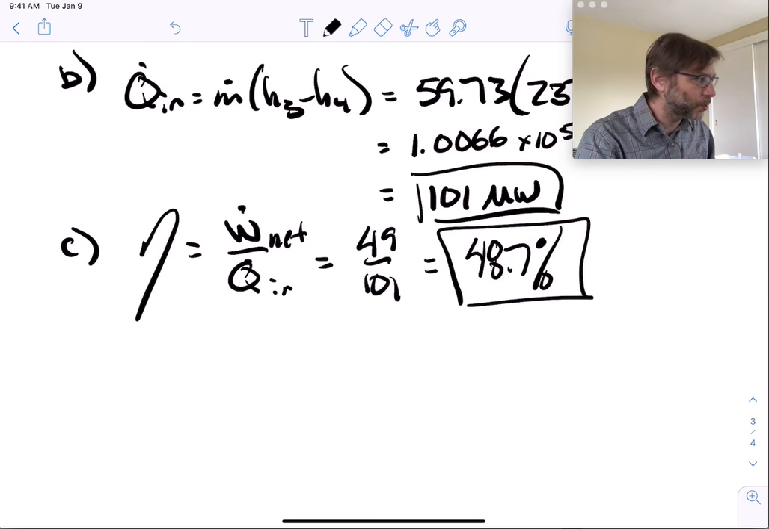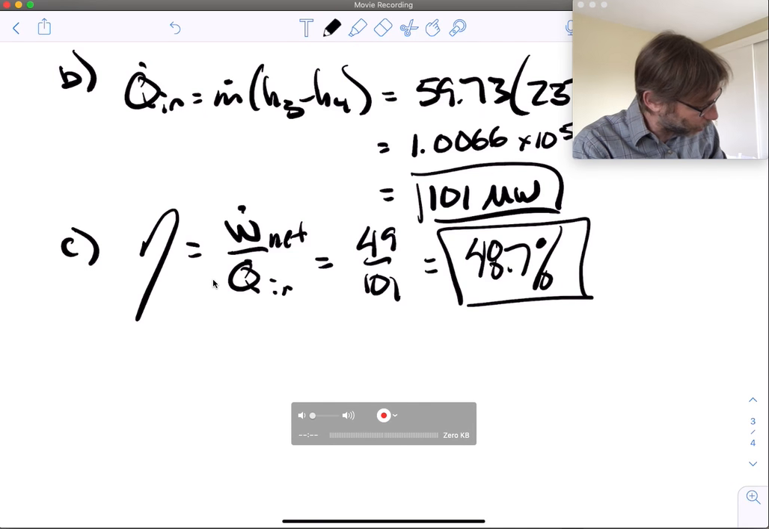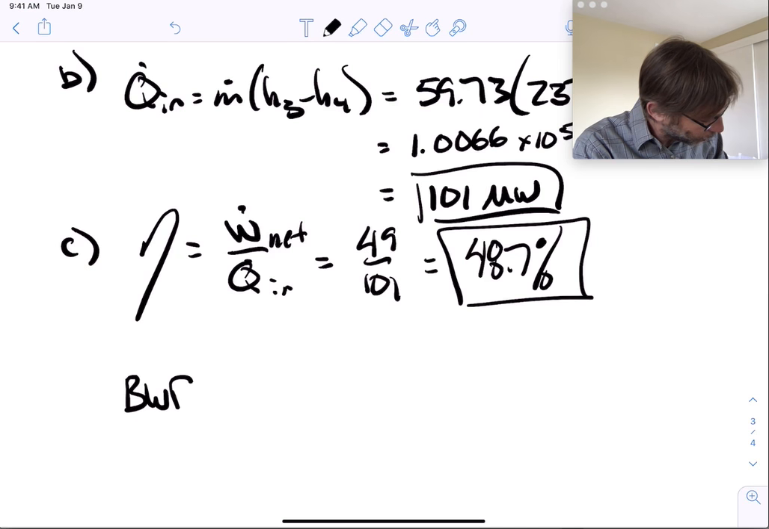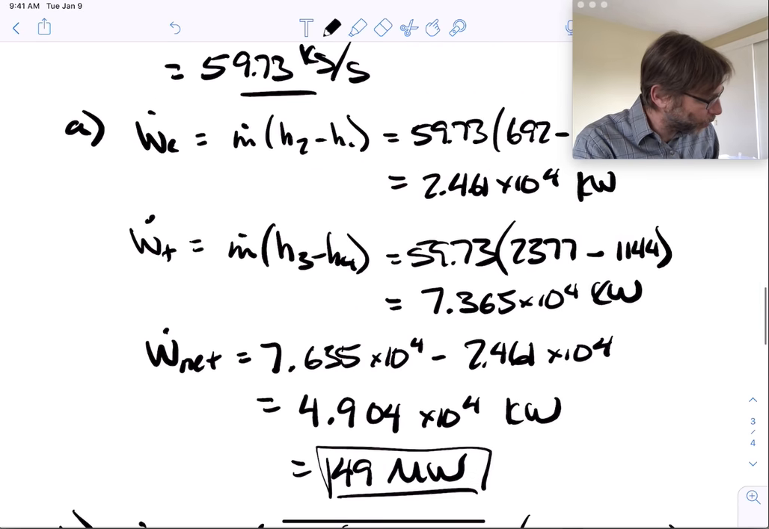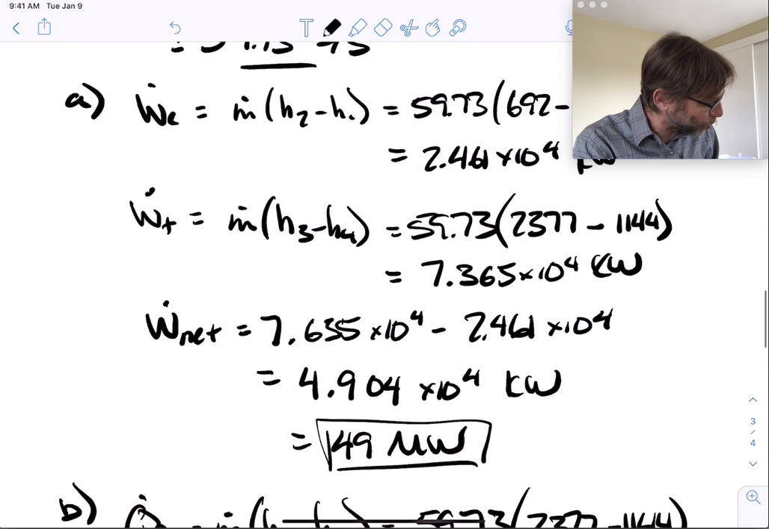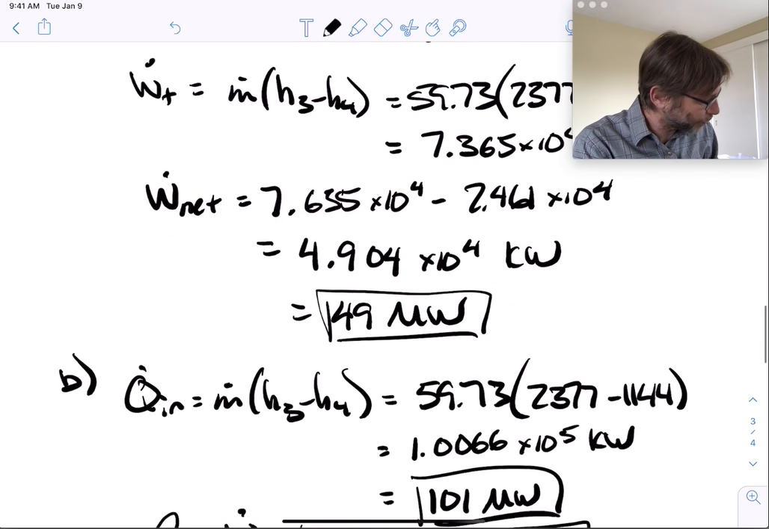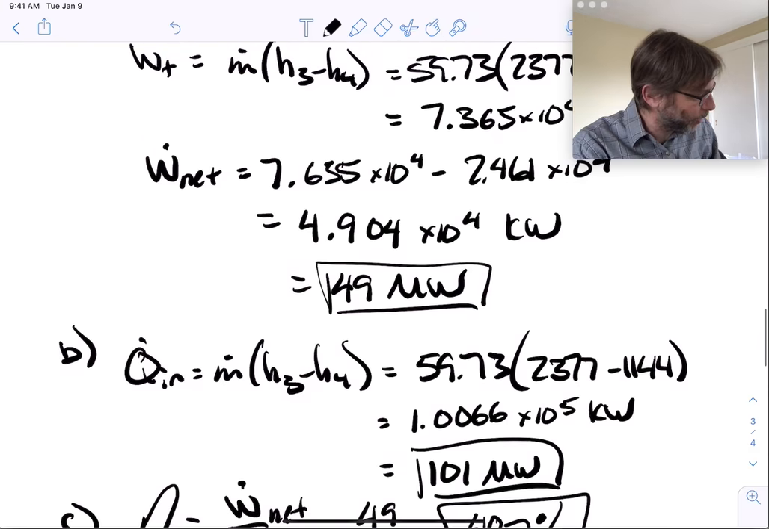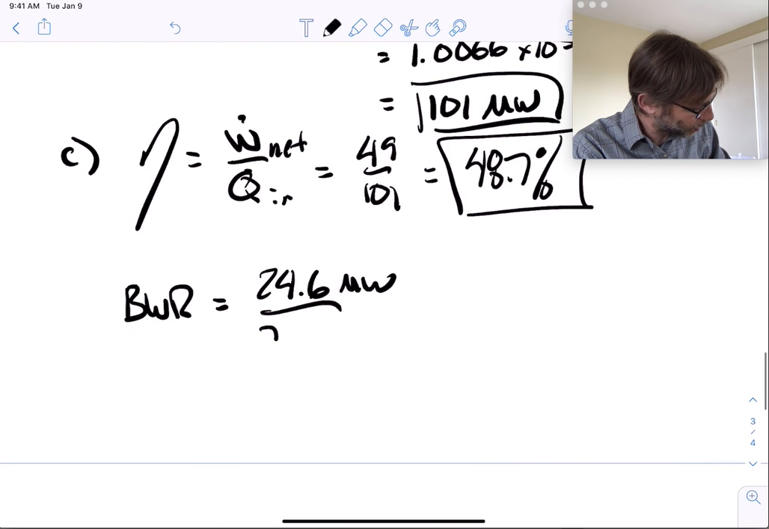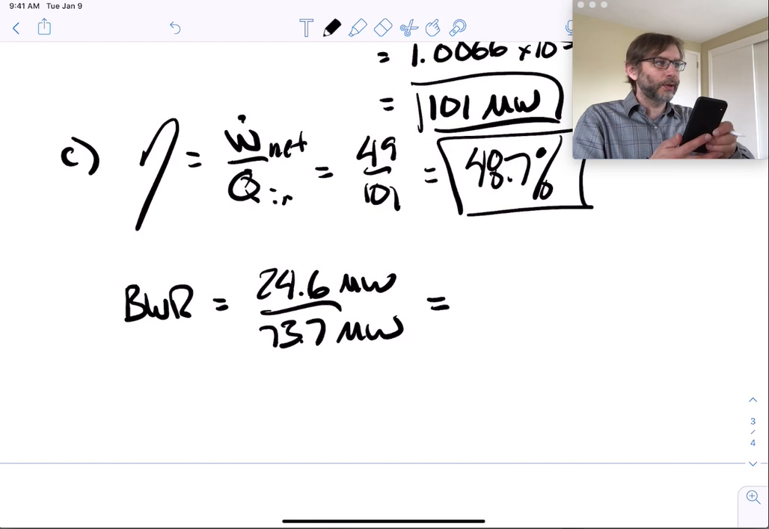Now, the last thing we could do in our last remaining minute here is to calculate the back work ratio. Just to see what the back work ratio is. Why not, right? Because we have it. So it's the work of the compressor over the work of the turbine. So it's about 24.6 megawatts over 73.7 megawatts, and this is equal to, let me get out my calculator here.